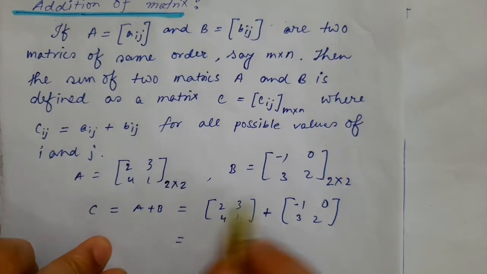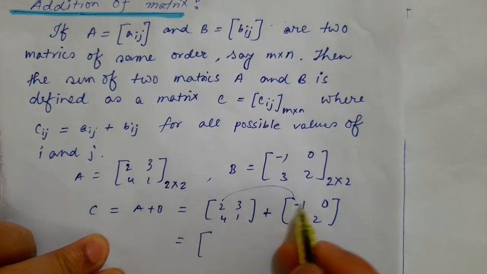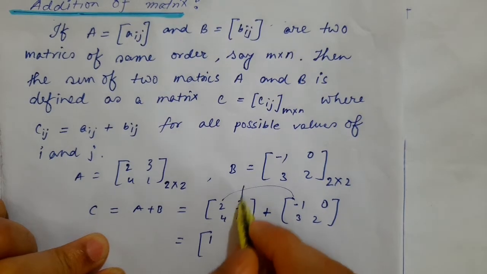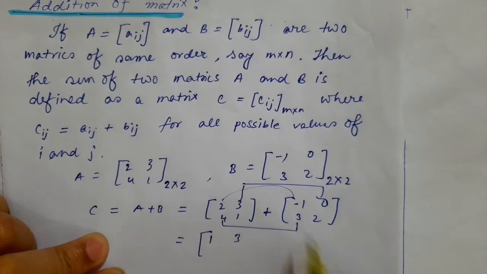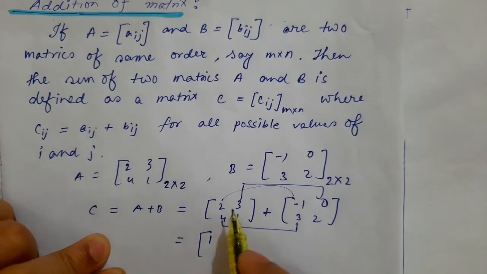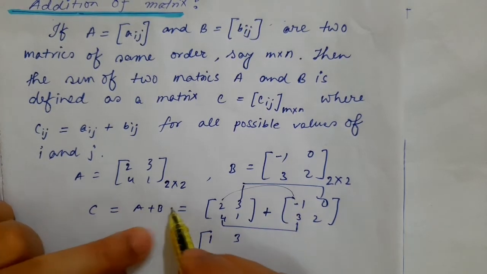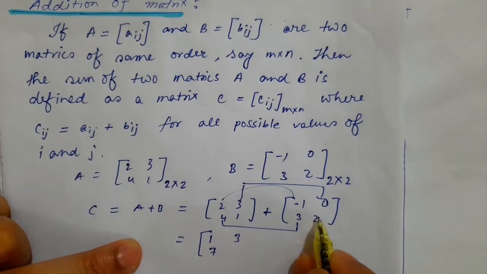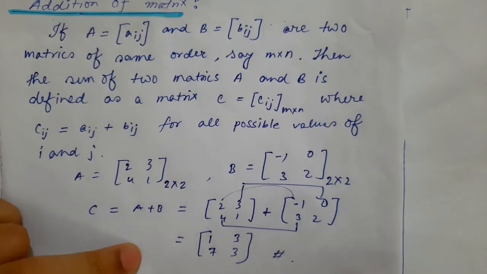We will add the corresponding elements like this: 2 plus -1, that becomes 1. With this one we will add this one, 3 plus 0, that is 3. We add the corresponding elements: the first element of the A matrix and the first element of the B matrix. Then 4 plus 3, that is 7. Then 1 plus 2, it is 3. That is the resultant matrix, our required matrix.